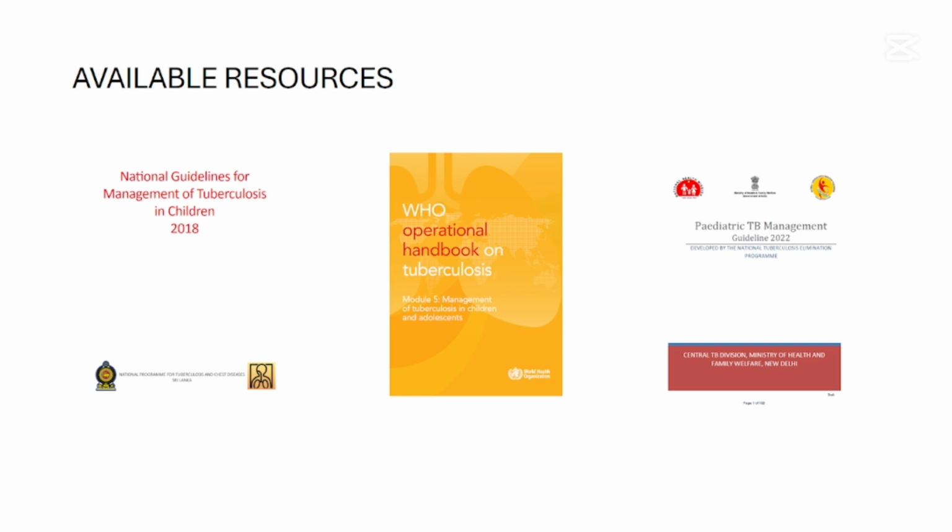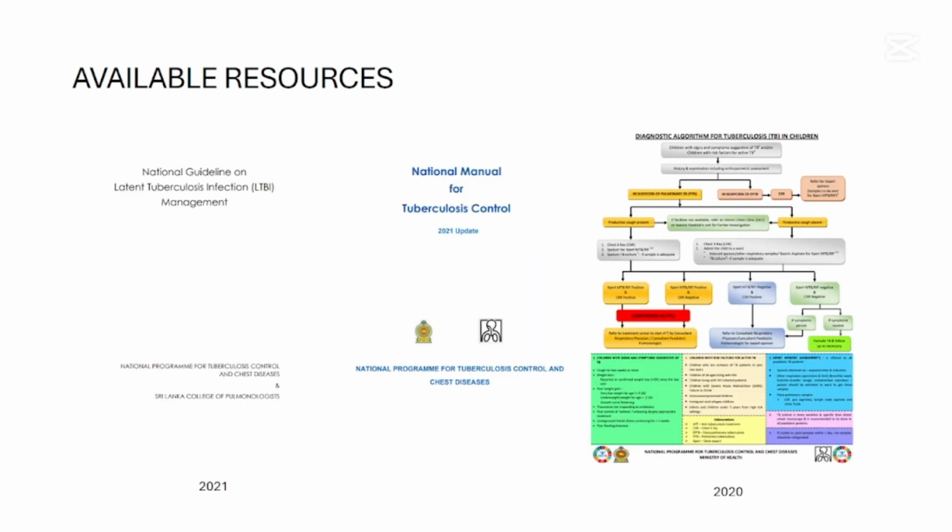But if you are really interested, you have a few good guidelines to go through if you want to learn pediatric TB in detail. The first one is the National Guideline in Sri Lanka, which was published in 2018, and then the WHO Guideline Pediatric Chapter, which was published in 2022, and the TB Elimination Program Indian Guideline. All are equally good. And apart from that, we have our National Latent Tuberculosis Guideline, as well as the National Tuberculosis Manual, as well as the Diagnostic Algorithm for Pediatric Tuberculosis, which was published in 2020. It is very comprehensive and it is very easy to follow.